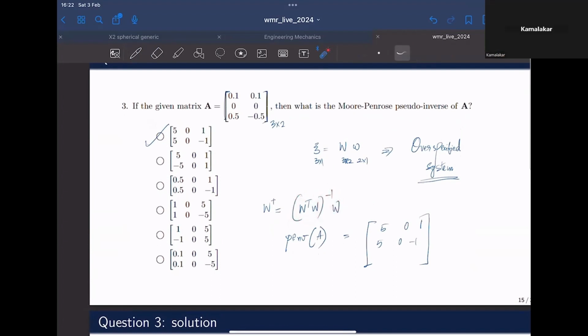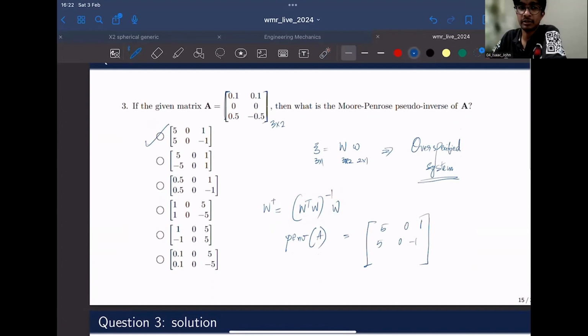Sir, here W and A, are they both the same? Yeah, they are both the same. I've simply changed the notation. Okay, fine. Is there a mistake here? I think this is W transpose, right? I think this should be W transpose. Yes.